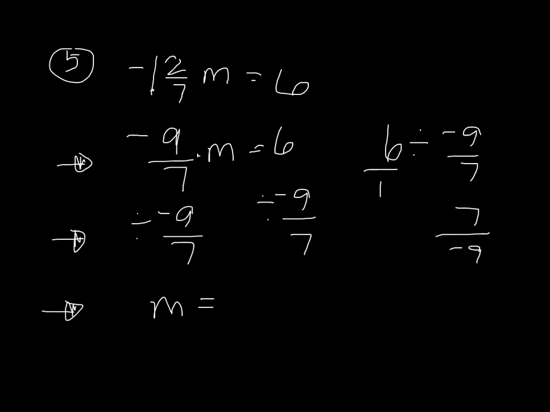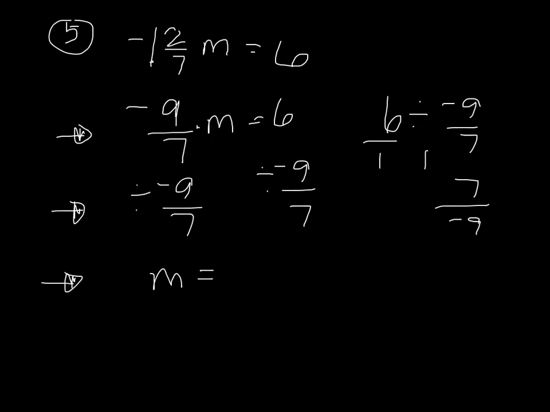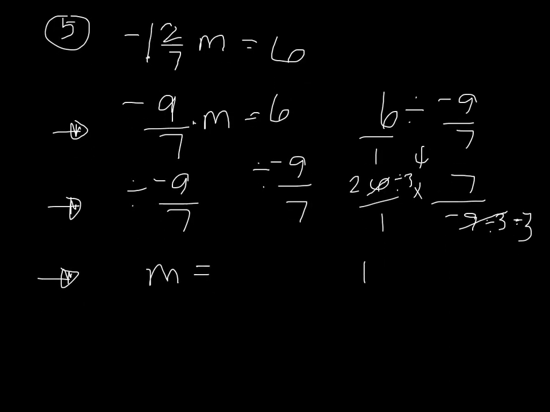Now I'm going to change my dividing sign into a multiplying sign. Keep my 6/1 the same. Okay, well, I'm going to reduce before I multiply. Divide by 3, I'd get 2. Divide by 3, I'd get -3. Okay, so 2 times 7 is 14. Over 1 times a -3 is a -3.